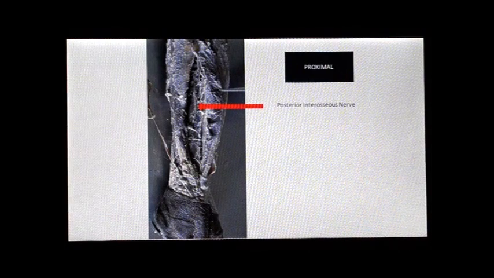Posterior interosseous nerve innervates all the muscles on the radial and the dorsal surface of forearm except anconeus, brachioradialis, extensor carpi radialis longus. All these three muscles are supplied by direct branch from radial nerve.